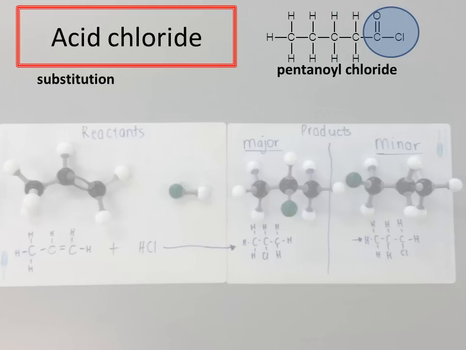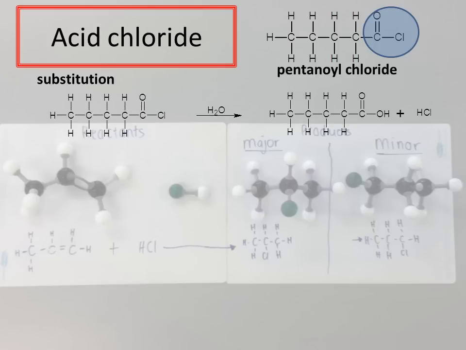This acid chloride characteristically likes to undergo substitution reactions, just like haloalkanes do. These chlorine atoms at the end of organic molecules are prone to be substituted. So the first type of substitution we can have here is we can replace the OH from water with the Cl. Now this is a very vigorous reaction.